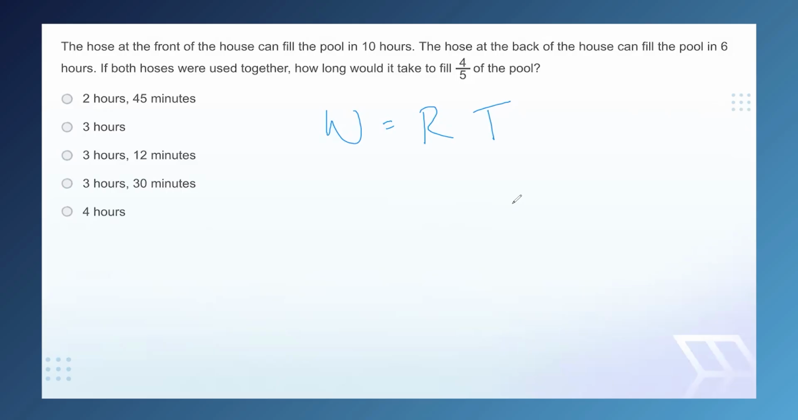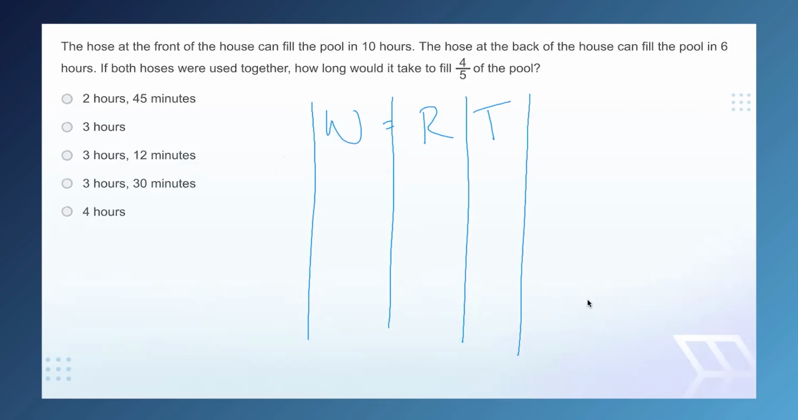Now, this equation is the foundation for our problem-solving approach, which is to create a table or a matrix for the different ways in which work is performed in the problem. So I'm going to go ahead and make a column for each of these variables. And now as I read the question stem, I'm going to create rows for the different ways in which work is performed, filling in the cells as I go.